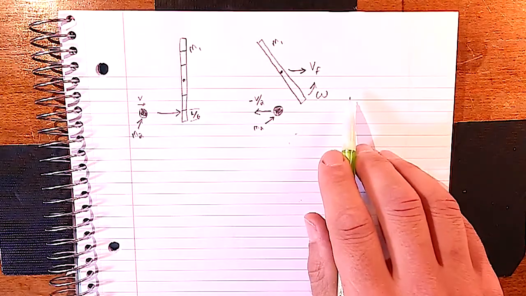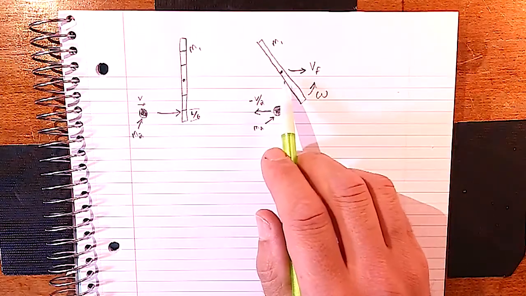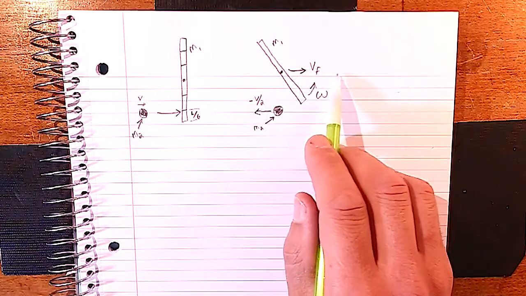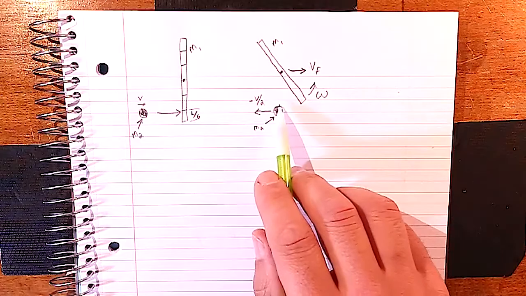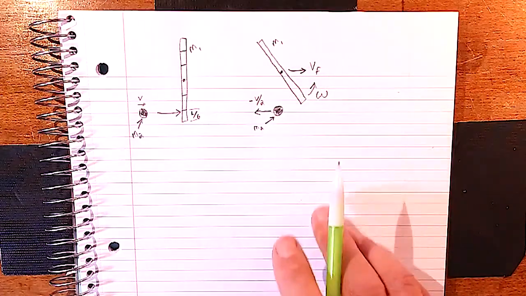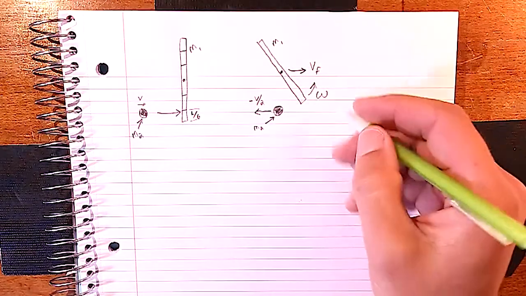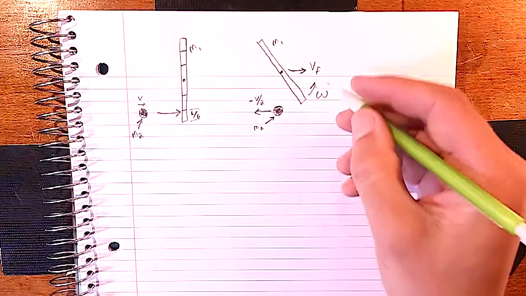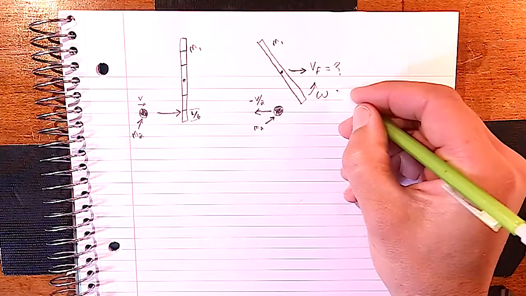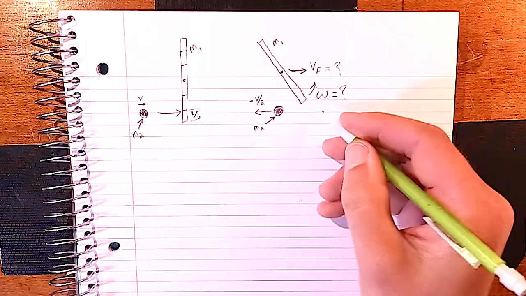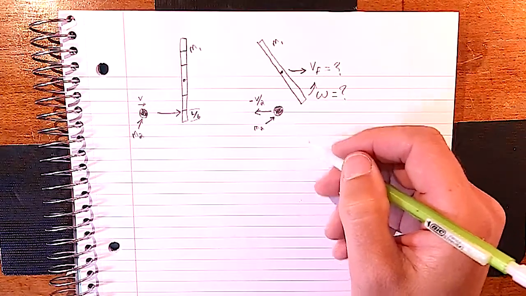So two things that it's going to be doing here. It's going to be translating. In other words, the center of mass is going to be moving in a straight line, but it's also going to be rotating. So the question is, find the velocity final of the center of mass, and then find the angular velocity final as well.